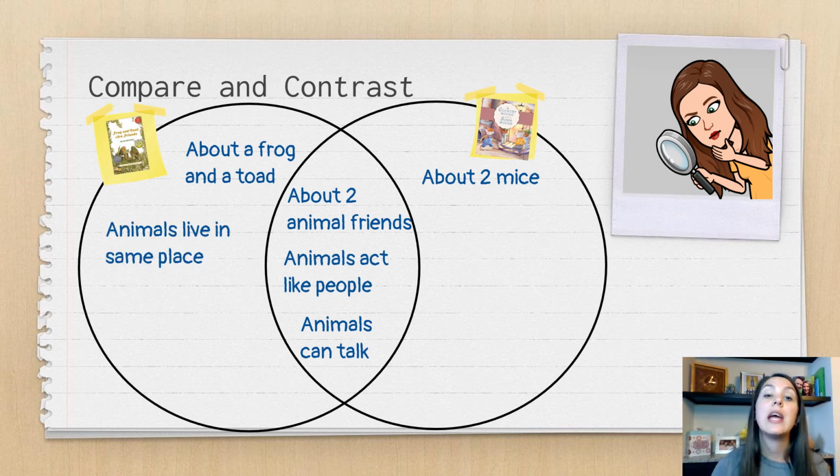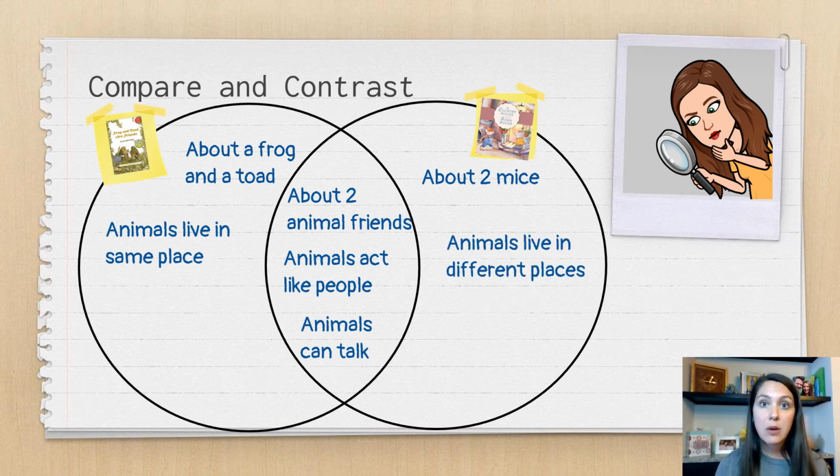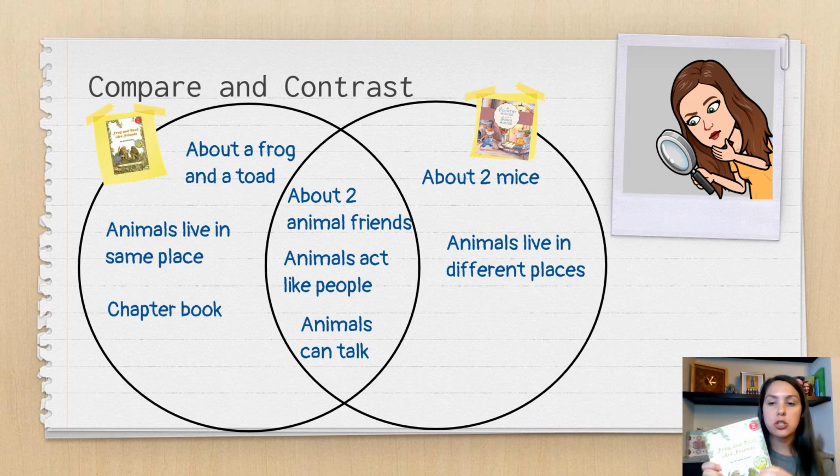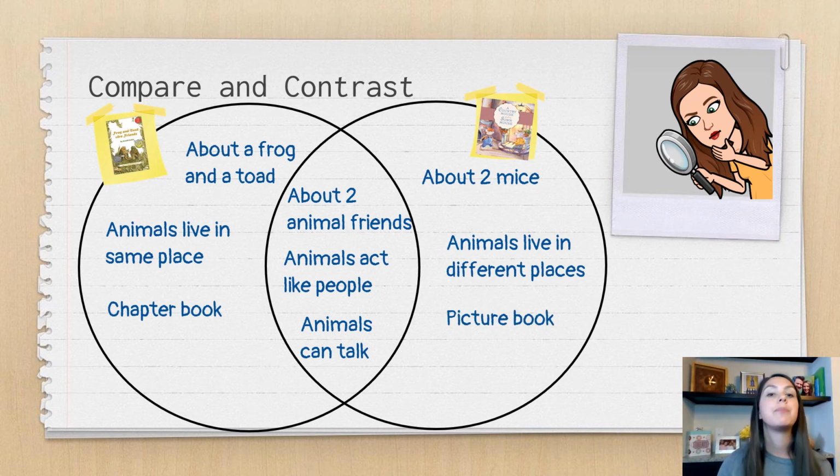In Frog and Toad, animals live in the same place. They're close neighbors. They live in the same kind of community. In A Country Mouse and a Town Mouse, they live in different places. One lives in the country and one lives in a town, and they learn about each other's homes. Frog and Toad is a chapter book. There are many different stories in this book and different problems going along with those stories. While in A Country Mouse and a Town Mouse, it's one story the whole time and it is one book.